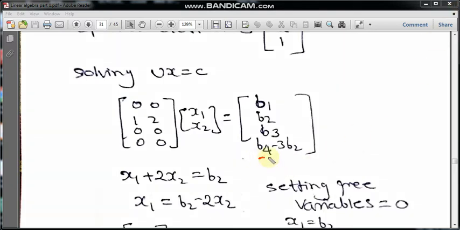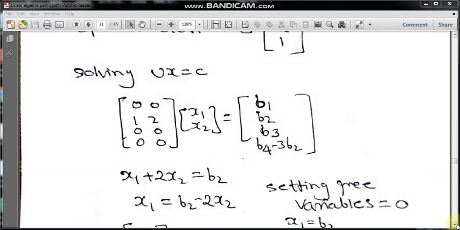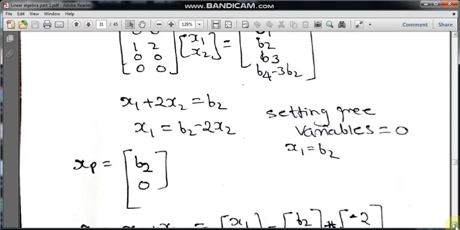The values of b are kept as they are, and the equation is written, and x1 becomes b2 minus 2x2. If I set all the free variables equal to 0, what is the free variable? x2. If I set this x2 to 0, what will be the value of x1? That is equal to b2. That will be written in the particular solution. For the null solution, you will be setting one of the free variables to 1 and the others to 0. Here you will be setting all the free variables equal to 0.